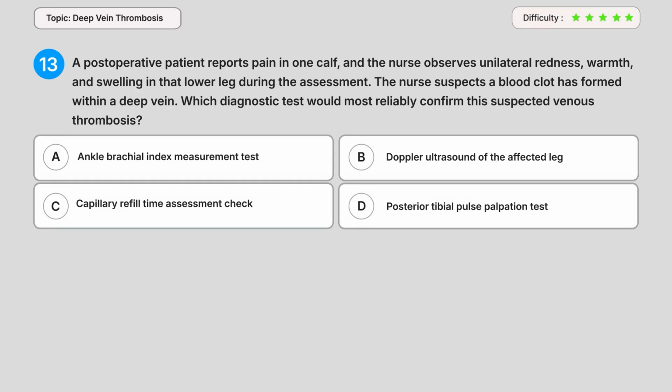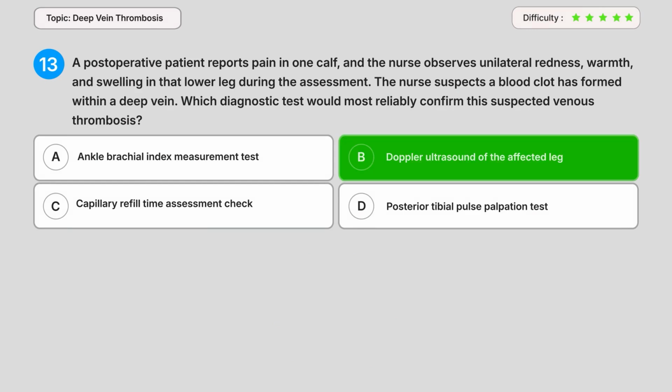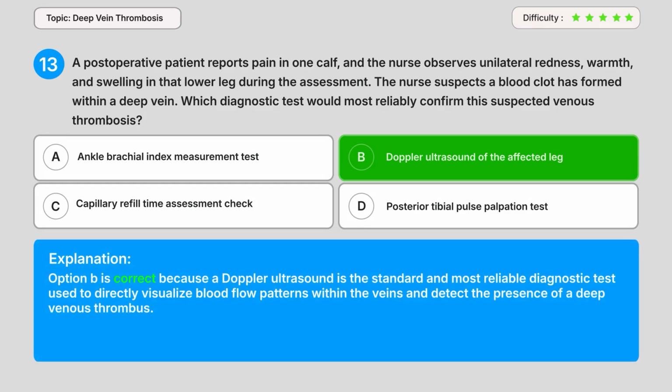Correct answer: B. Doppler ultrasound of the affected leg. Explanation: Option B is correct because a Doppler ultrasound is the standard and most reliable diagnostic test used to directly visualize blood flow patterns within the veins and detect the presence of a deep venous thrombus.